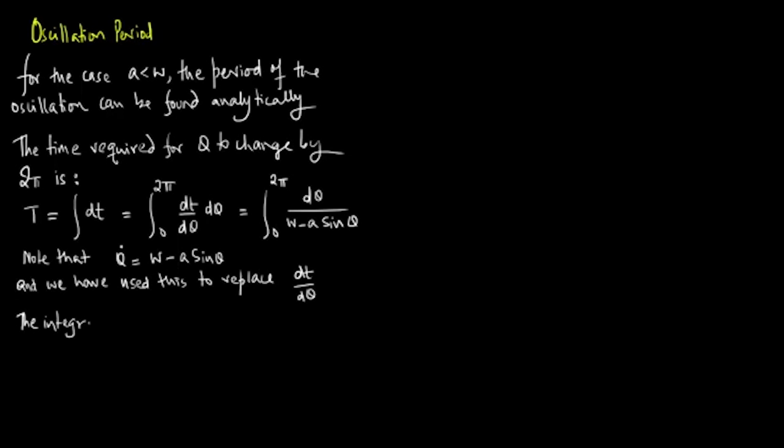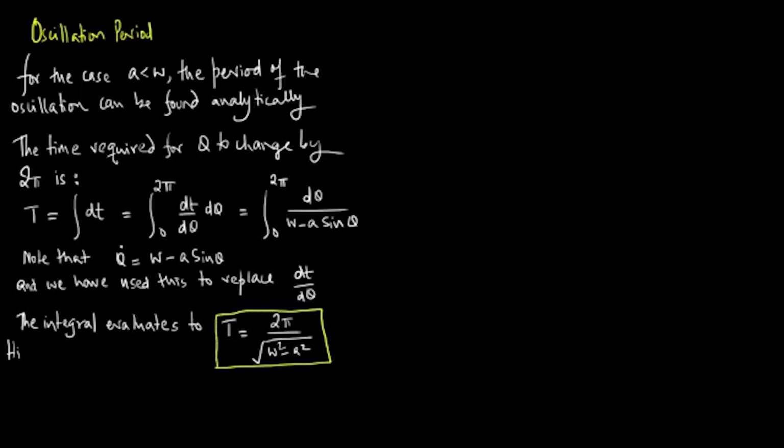So the integral now evaluates to capital T is equal to 2 pi divided by the square root of omega squared minus a squared, and so now we have a formula for capital T. Here's a hint. For solving the integral, one would need to use the substitution u is equal to tan theta by 2.